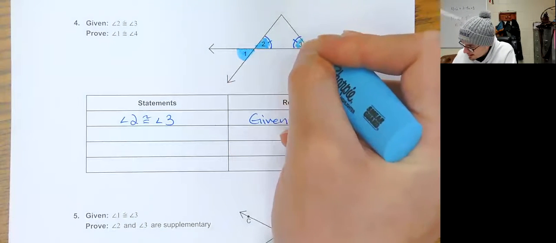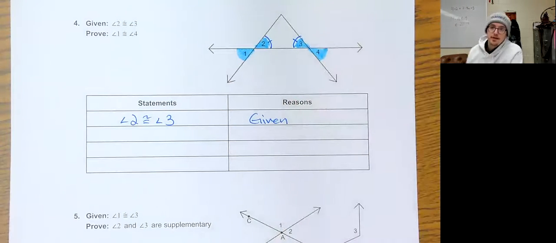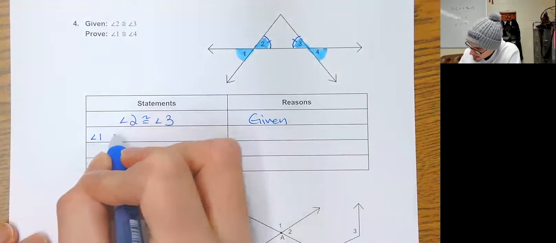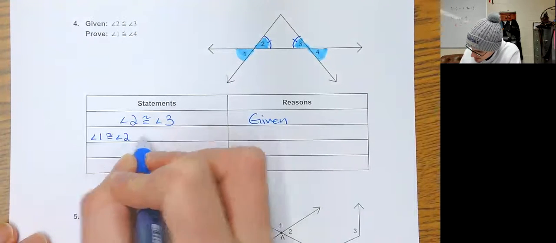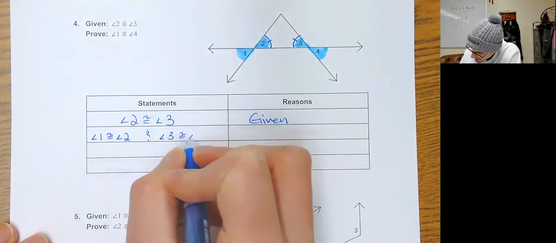Hopefully, everybody is in their head saying they're vertical. They are vertical, Mr. Walters. Vertical angles. Yes, they are vertical angles. And vertical angles, by the definition of vertical angles, they are congruent. So I can say angle 1 is congruent to angle 2, and angle 3 is congruent to angle 4.